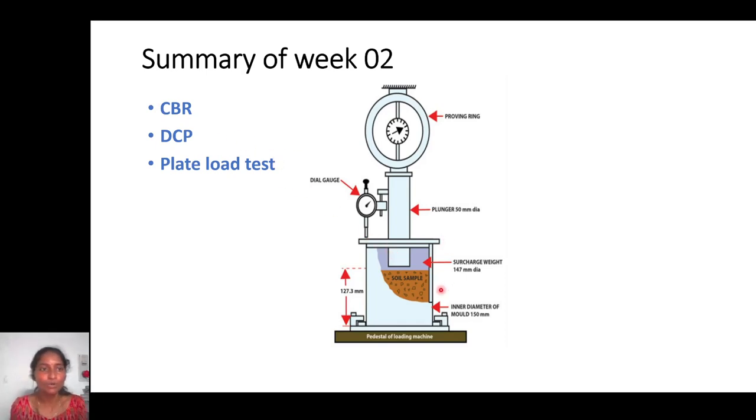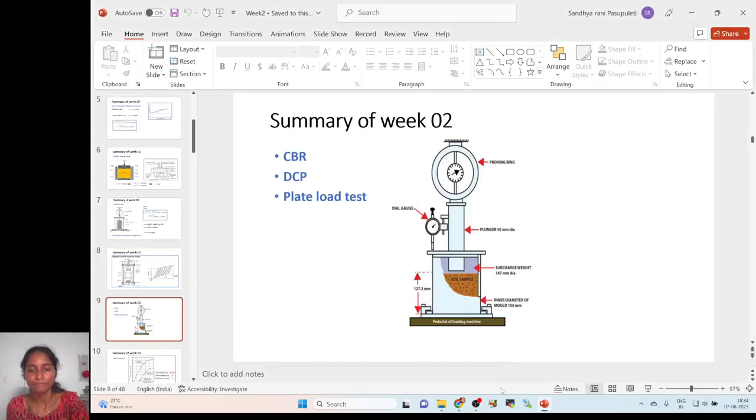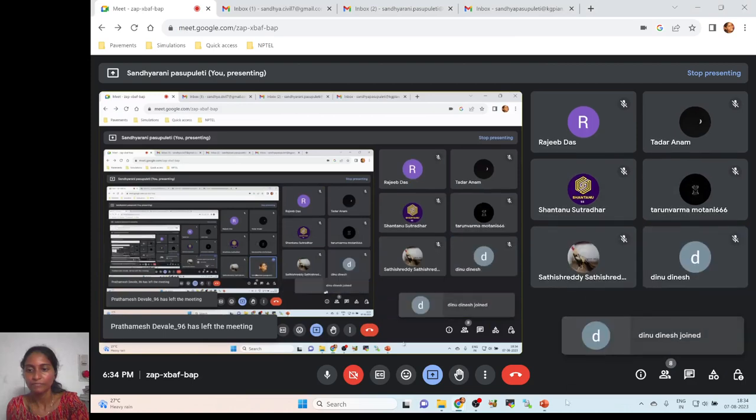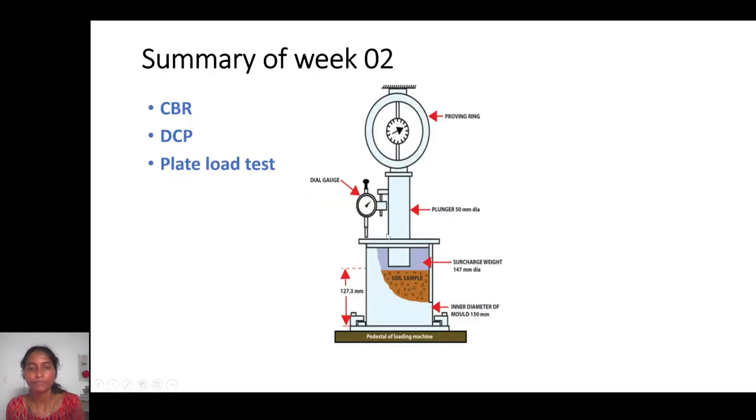So we already know in the California bearing ratio test, we have, let us say, a soil specimen. We take a plunger, we will try to apply the load onto the soil specimen. When we apply the load onto the soil specimen, we will be noting down the change in deformation of the soil specimen.